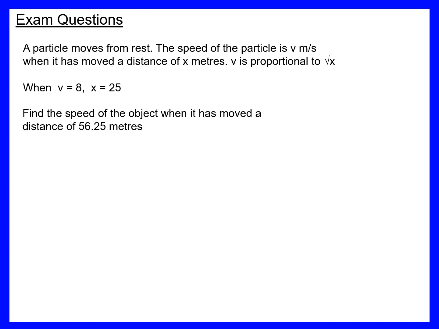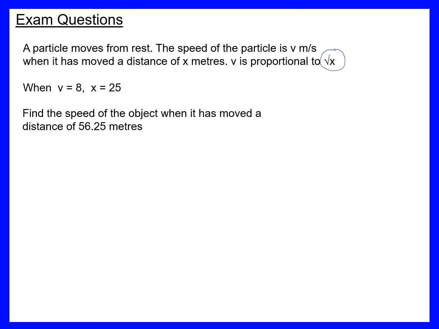All right, so let's have a look at the second question then. A particle moves from rest and the speed of the particle is v meters per second. When it's moved a distance of x meters, v is proportional to the square root of x. So again, really careful here. We're not just doing it to x, we're doing it to the square root of x.